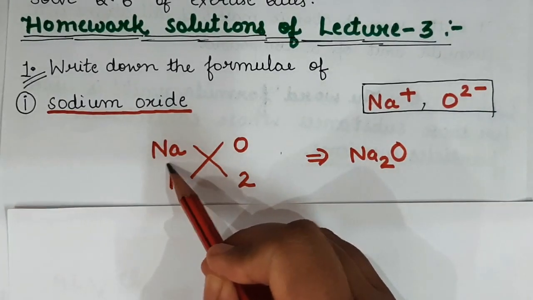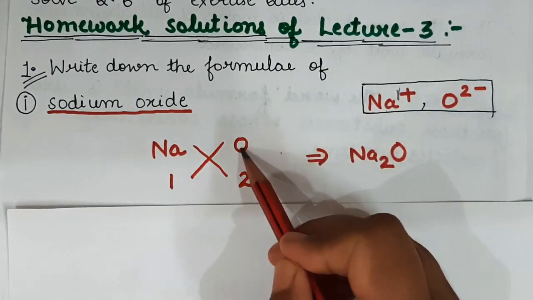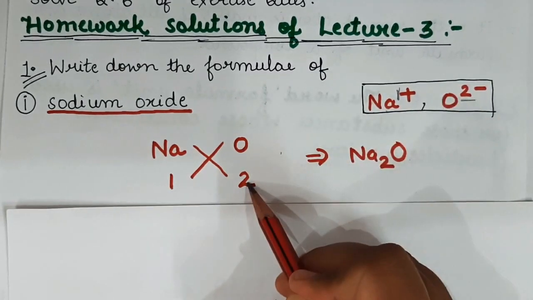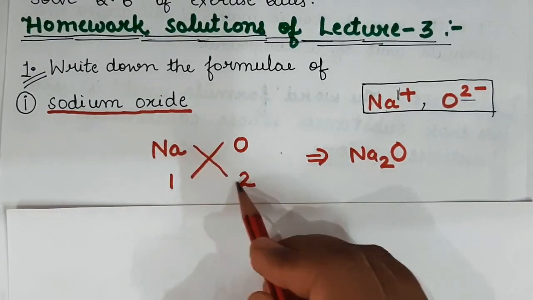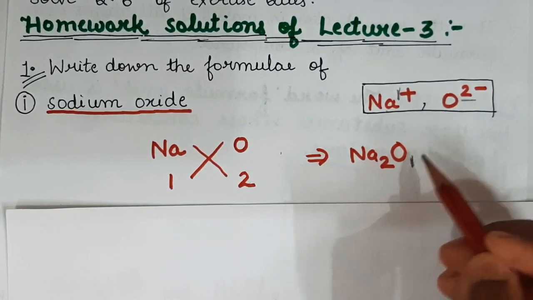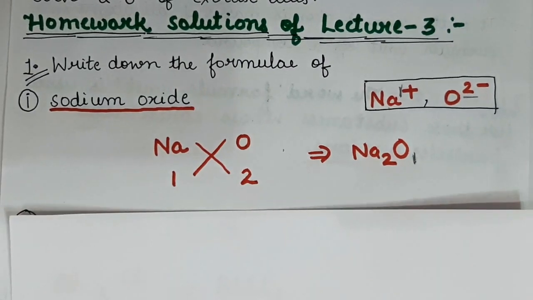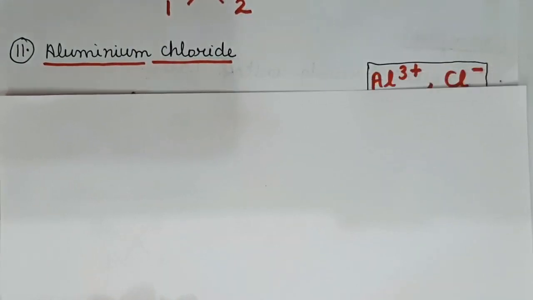Sodium symbol is Na, valency is 1. Then oxide symbol is O, valency is 2. So just cross multiply. Na2, then O and 1. If you do not write 1, it does not matter. Na2O. Now next question. Next was aluminium chloride.